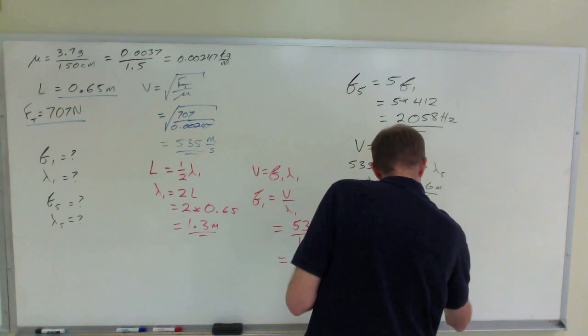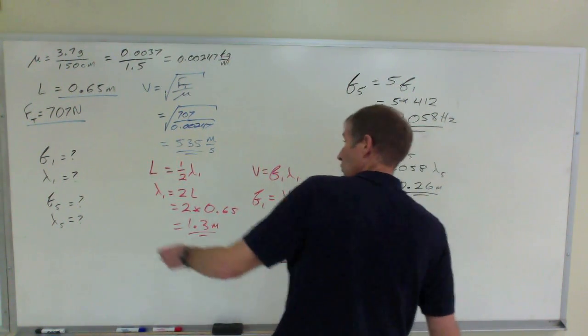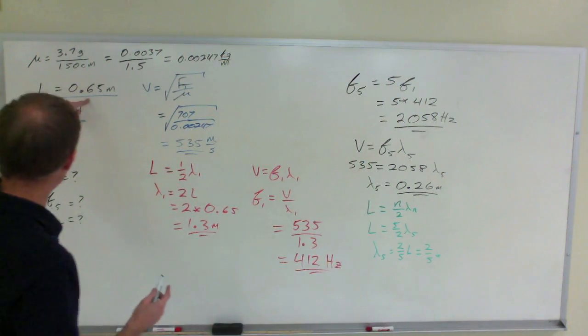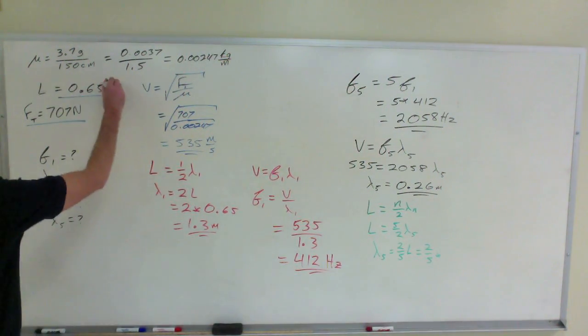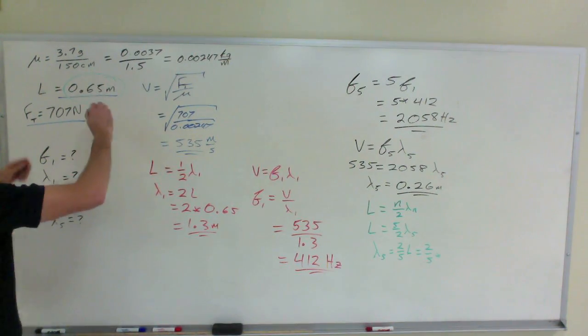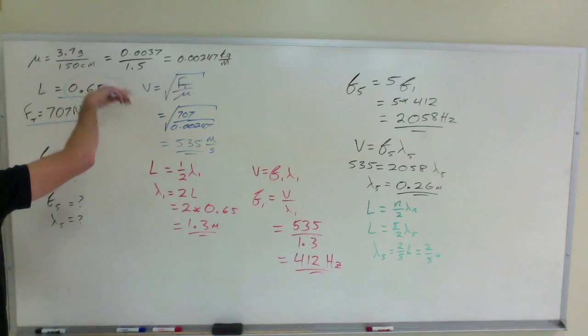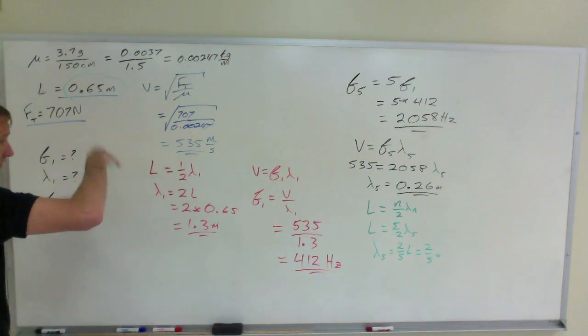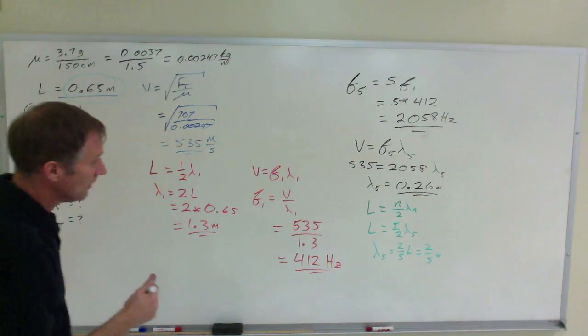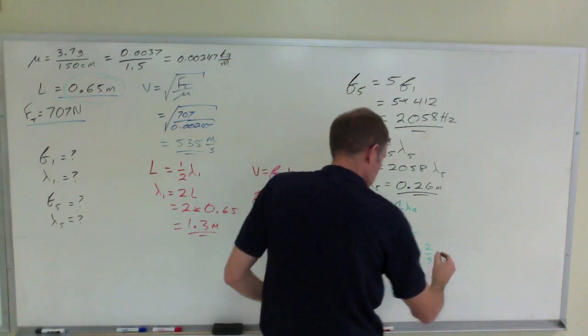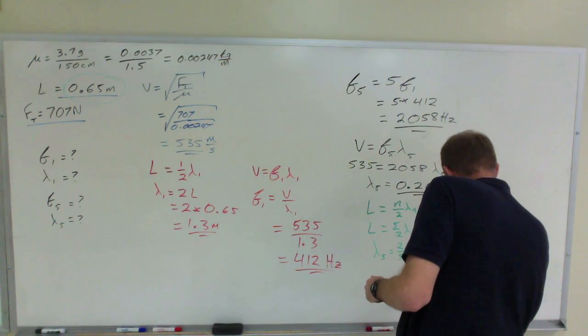So 2/5 times, remember, L is 0.65. It's not 150, it's 0.65, because only 0.65 is free to vibrate up and down. Not all of it can vibrate. Only 65 centimeters, 0.65 meters, is free to oscillate. That's why I'm using that number as opposed to that one. So what's 2/5 of 0.65?